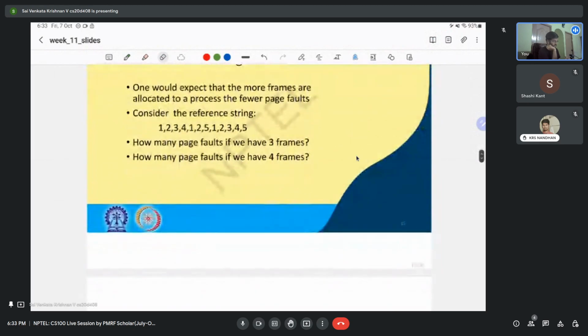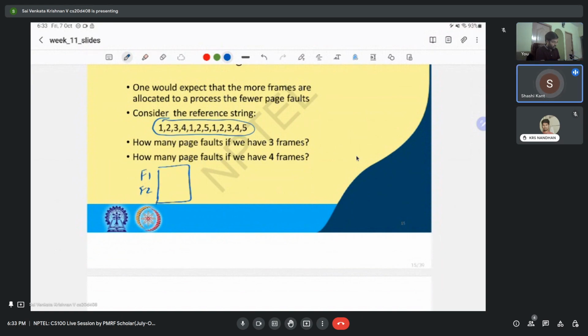So they have taken this reference string: 1 2 3 4 1 2 5 1 2 3 4 5. Have you tried counting the number of page faults with 3 and 4 frames? No, actually. Okay, so can we just step through this reference string and see?